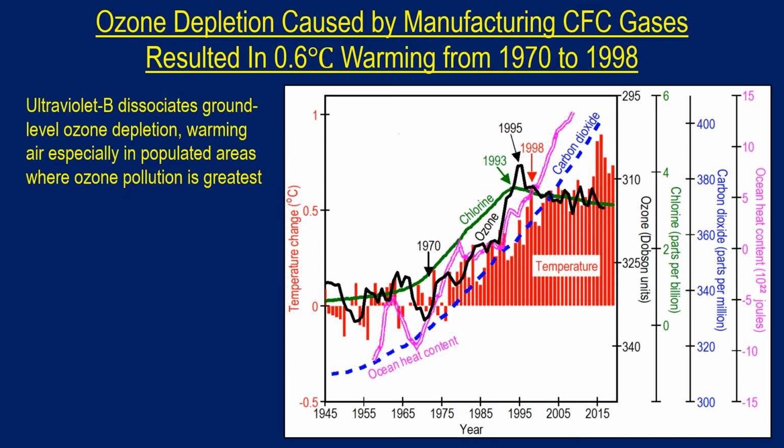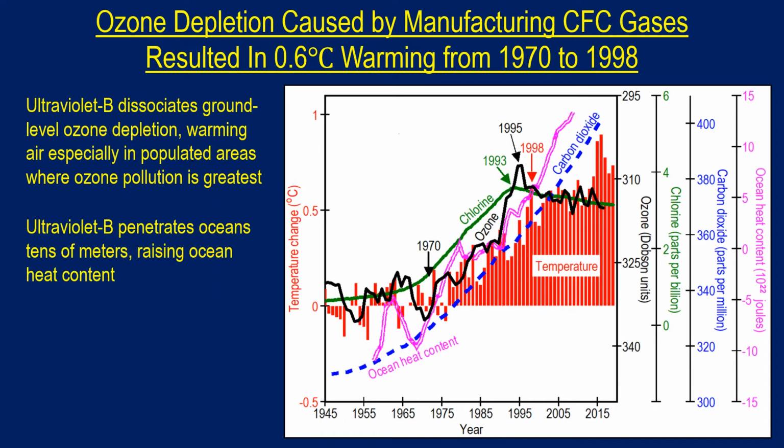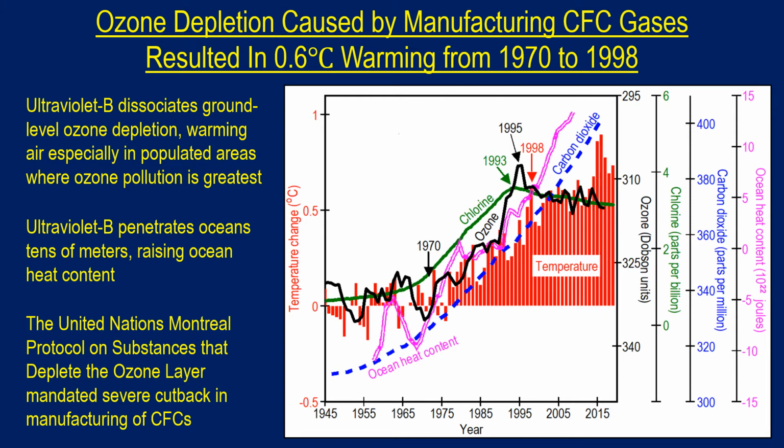Ultraviolet B dissociates ground-level ozone pollution, warming air, especially in populated areas where ozone pollution is greatest. Ultraviolet B penetrates oceans tens of meters, raising ocean heat content. The United Nations Montreal Protocol on substances that deplete the ozone layer mandated severe cutback in manufacturing of CFCs beginning in 1989.